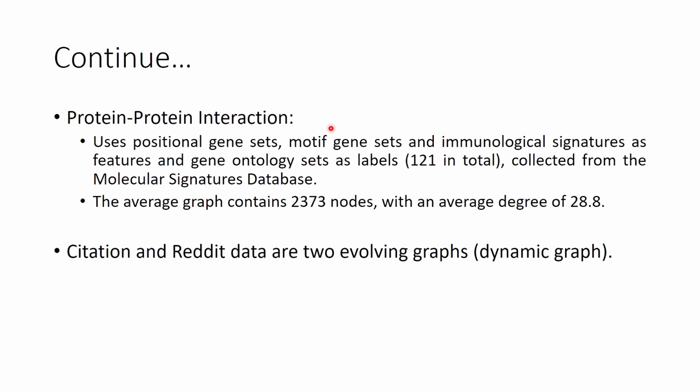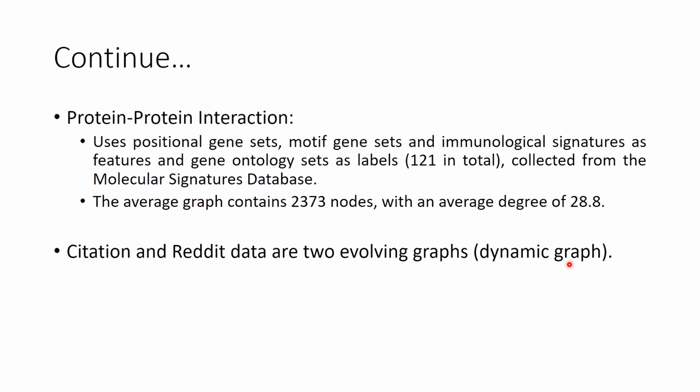And this is a protein-protein interaction graph, which contains this number of nodes. This is Reddit. Citation and Reddit data are two evolving graphs, like dynamic graphs. In the previous video we talked about dynamic graphs, and here also we have taken some examples of dynamic graphs, to show how GraphSAGE can solve the dynamic graph problem for unseen nodes.